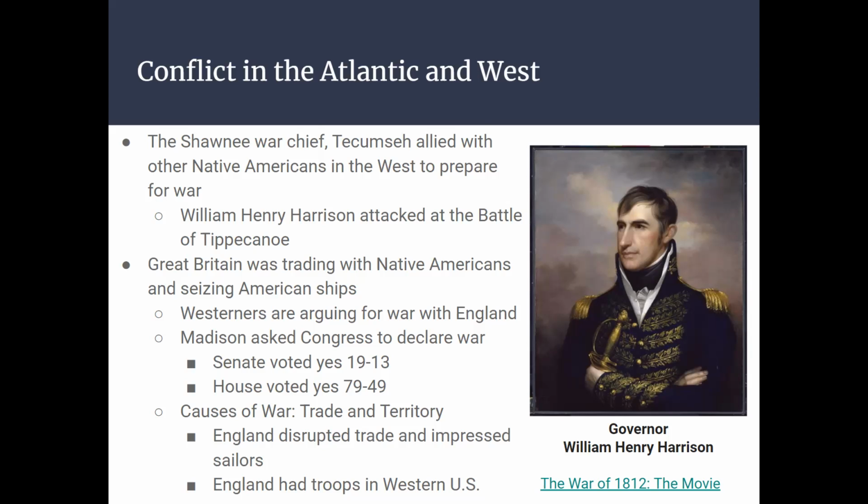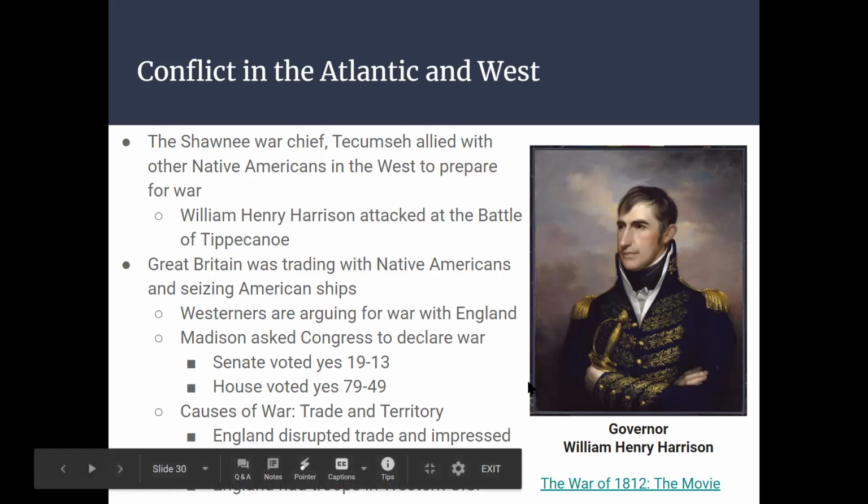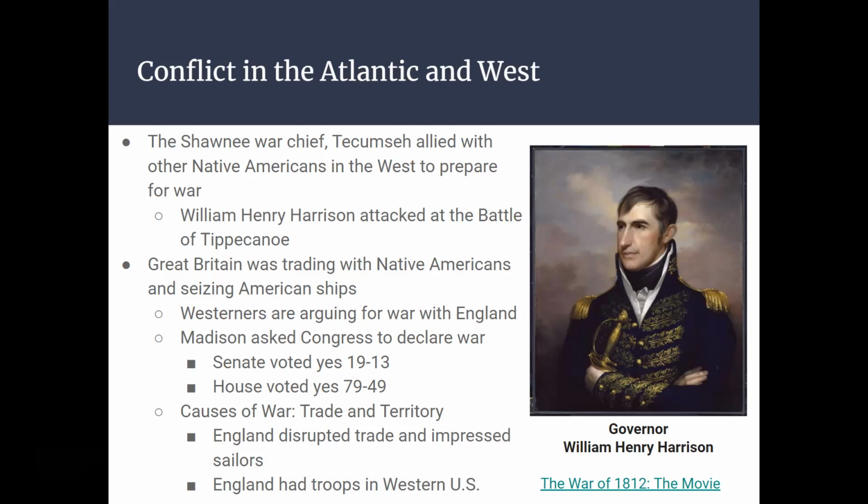Democratic Republicans are on board with fighting in the war. Federalists are a little iffy. And so the two main causes of this War of 1812 are trade and territory. England disrupts trade and they impressed our sailors, and fighting over territory in western United States. They're supposed to be gone now because of the Jay's Treaty, but they're still there.